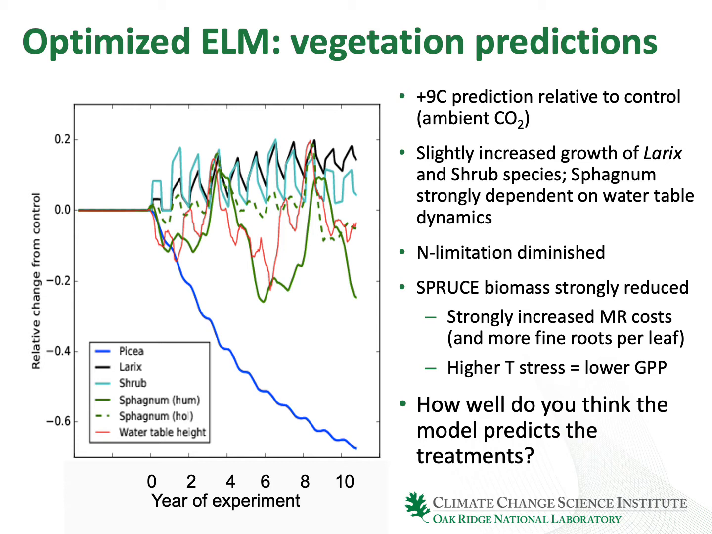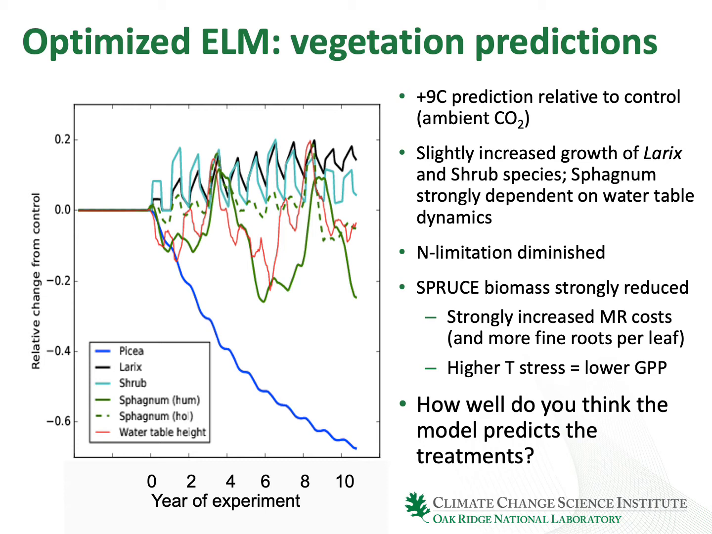So the biomass in the +9 declines relative to the control, and by year 10 it's about 70% lower than the control. So the spruce trees, with these parameters that were optimized against pretreatment biomass, respond very negatively to warming. Whereas with the other plant functional types, we see modest increases in larch, or Larix, and the shrub types. There's a clear seasonal pattern there as well.